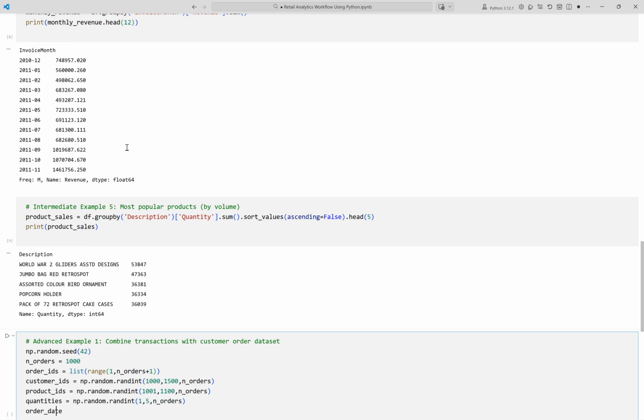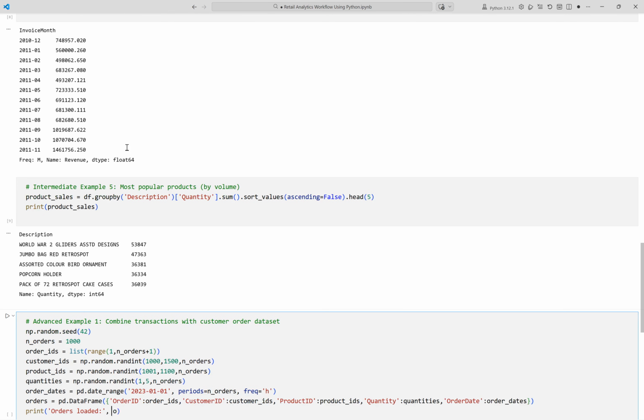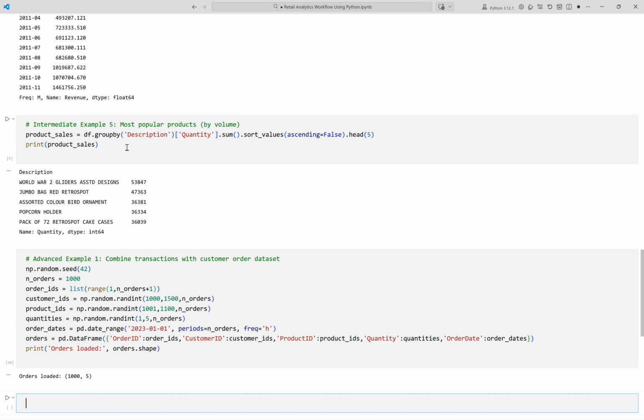We add order date and time for each entry. We assemble all simulated order data into a data frame. We print the shape to check rows and columns. Running the cell now. This output confirms that the orders dataset contains 1,000 rows and 5 columns, representing individual transactions with details like order, customer, product IDs, quantity, and order date.